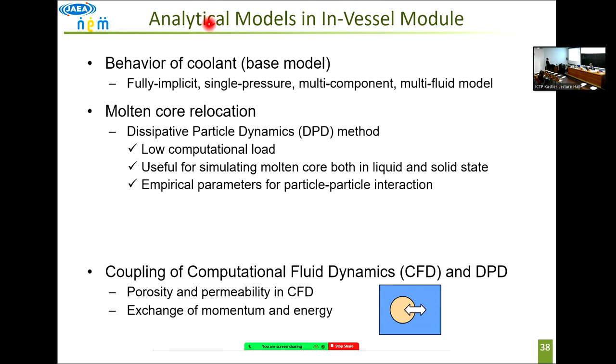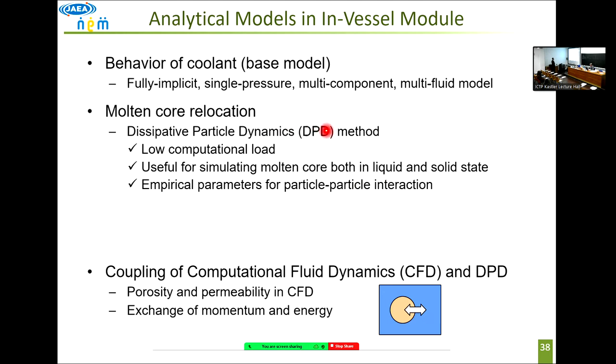And this is a brief explanation of the analytical models in the in-vessel modules. In the in-vessel modules, we take care of the behavior of the coolant. So in that sense, we apply fully implicit, single pressure, multi-component, multi-fluid models, like for sodium-water reaction cases. And from the viewpoint of molten core relocation, we apply the dissipative particle dynamics method. This is a method used in the chemical field. The advantage of this DPD method is low computational load and it is useful for simulating molten core, both in liquid and solid state. But the disadvantage is that we need some empirical parameters for particle-particle interaction.